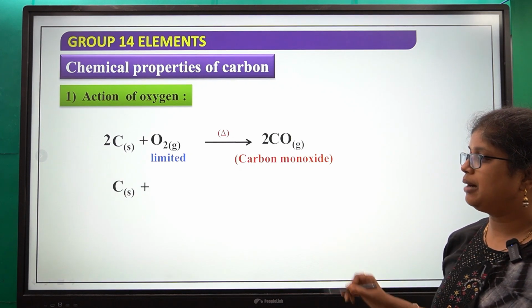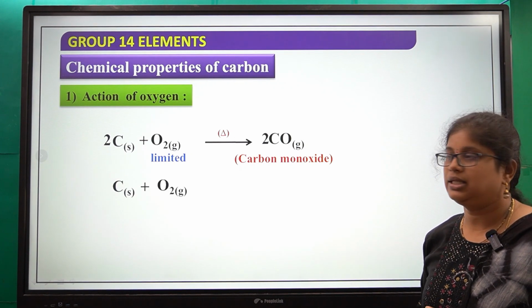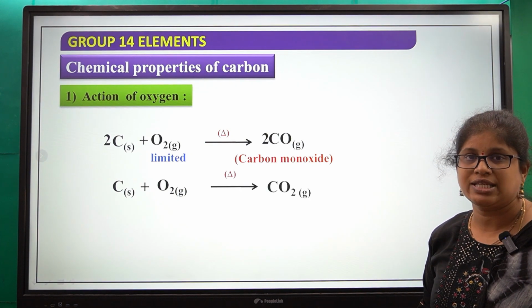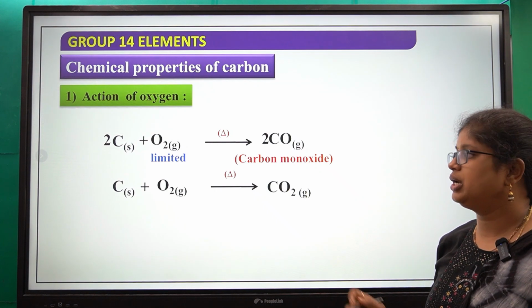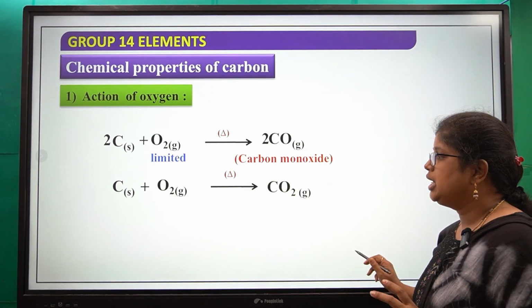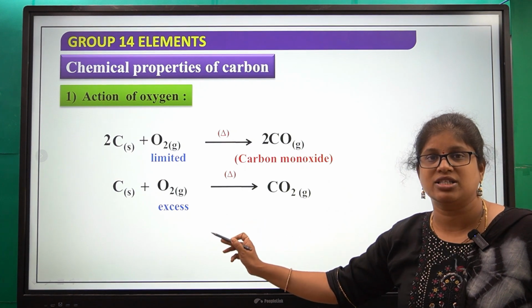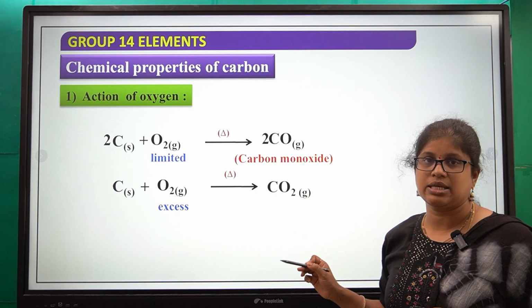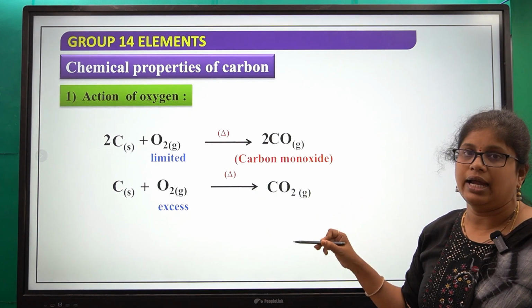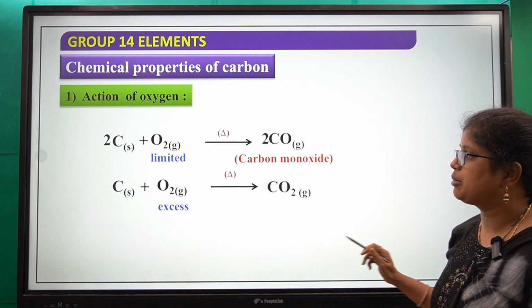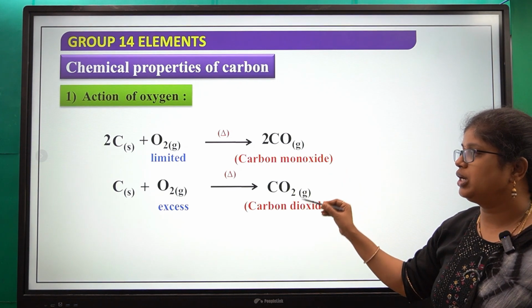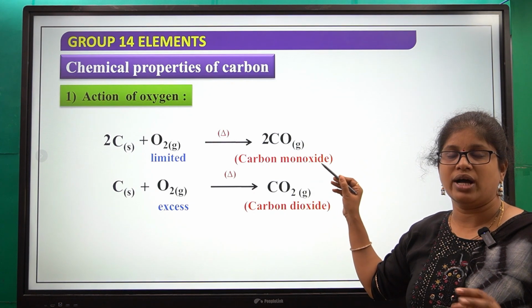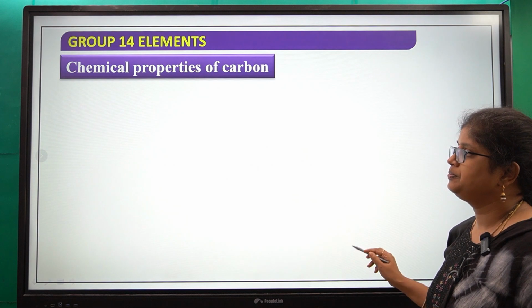Next, carbon combines with oxygen in excess amount, it gives carbon dioxide. So if we supply a limited amount of oxygen, carbon gives carbon monoxide. In the presence of excess oxygen, carbon gives carbon dioxide. So what are the two types of oxides of carbon? Carbon monoxide, carbon dioxide.